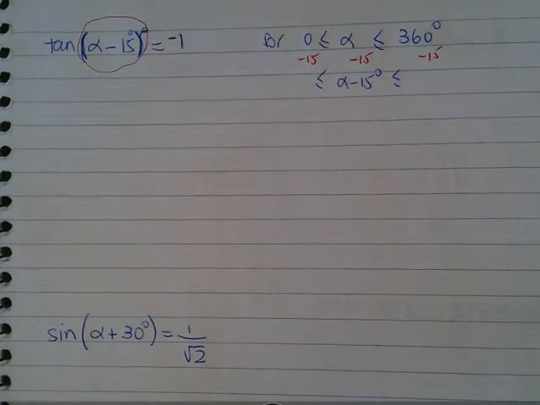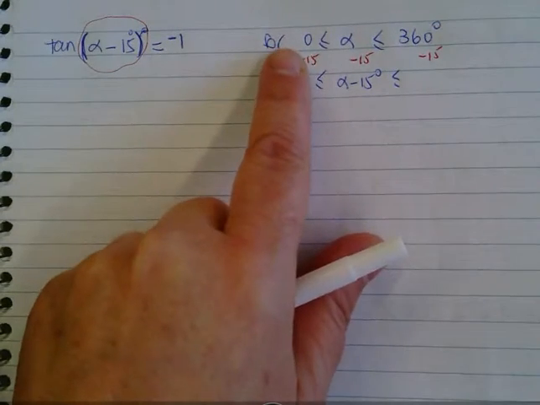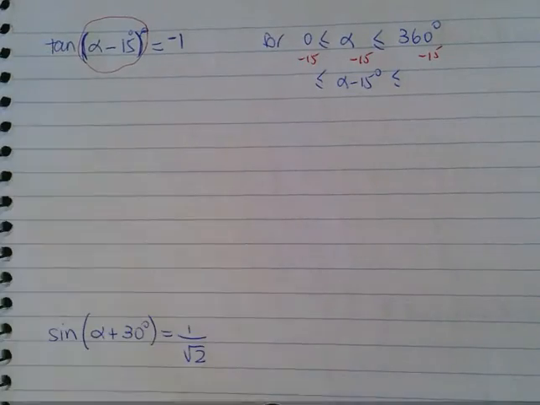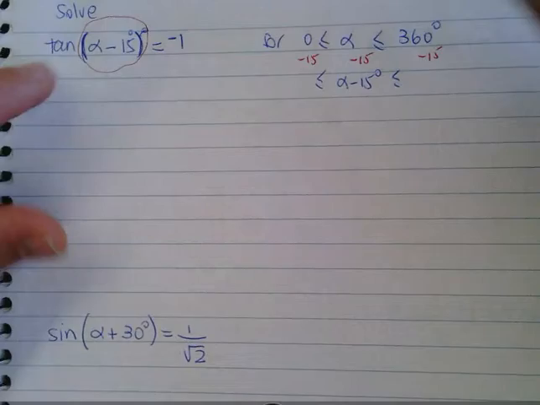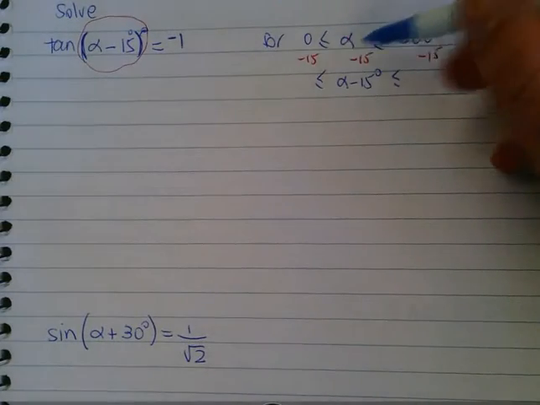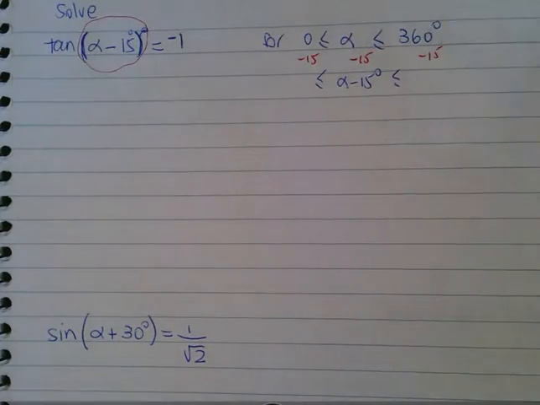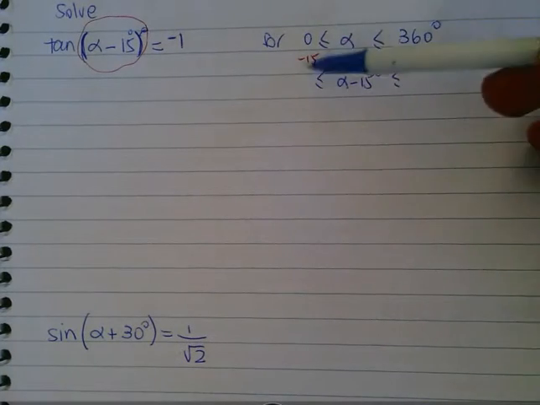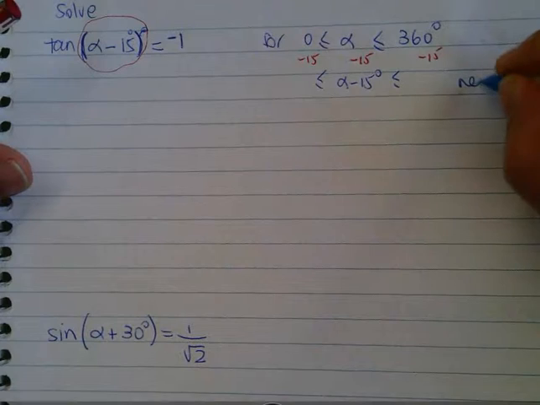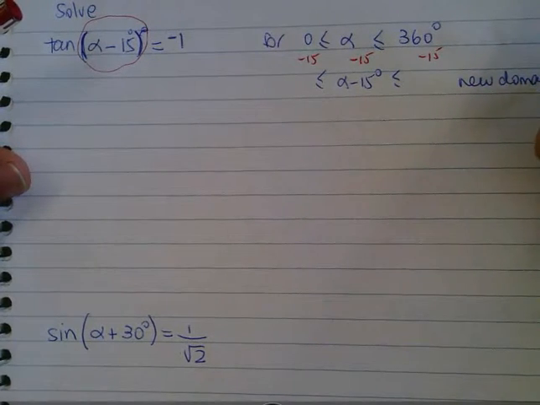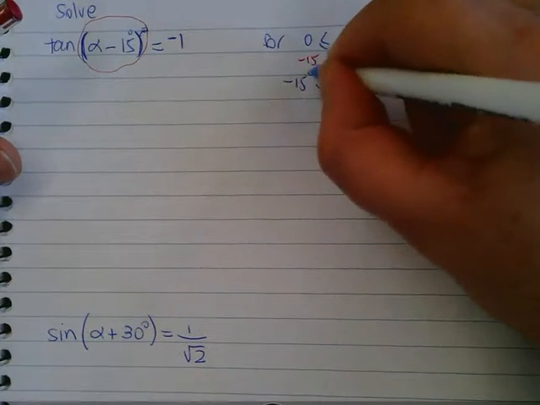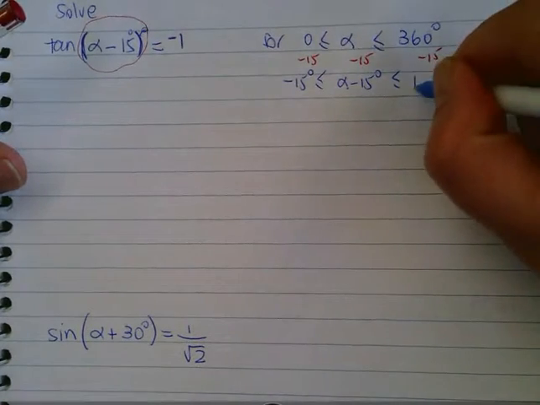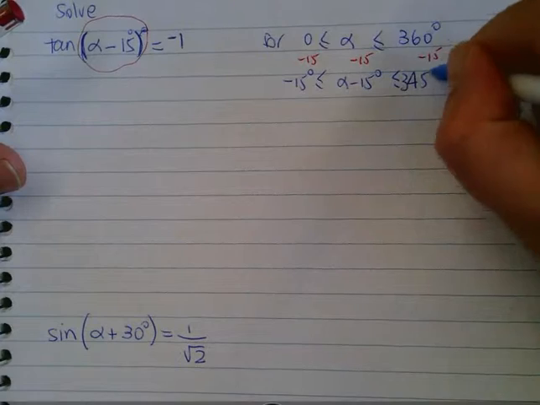Okay? So you always write whatever they give you. They'll say solve tan of alpha minus 15 equals negative 1 for 0 less than or equal to alpha less than or equal to 360. So you say, wait, I don't have alpha, I have alpha minus 15. So you put your new domain underneath it. Now, what's 0 minus 15? It's negative 15. And 360 minus 15 is 345.